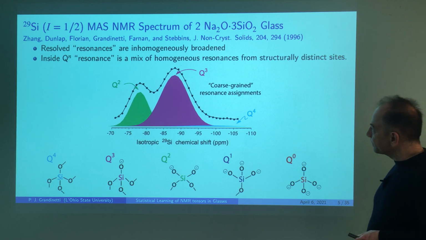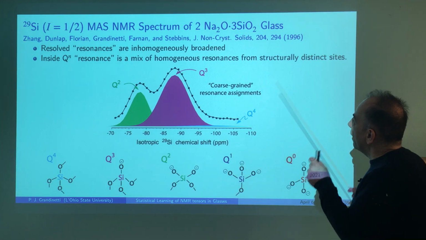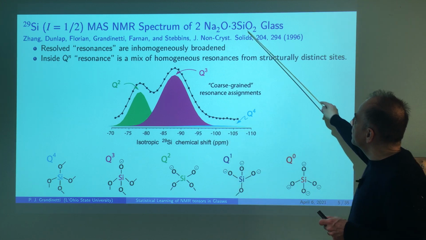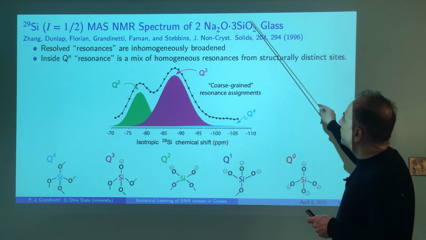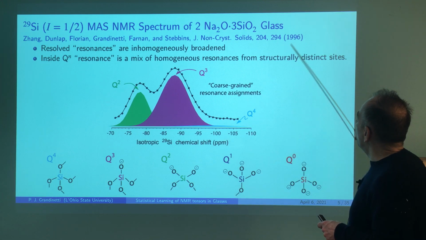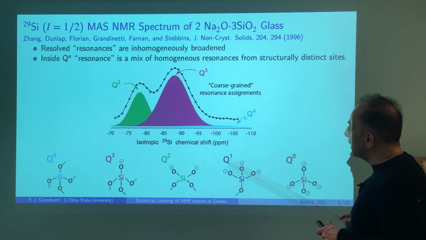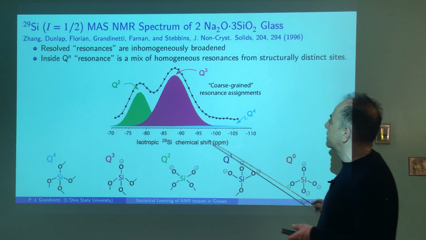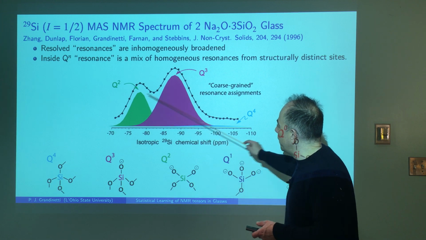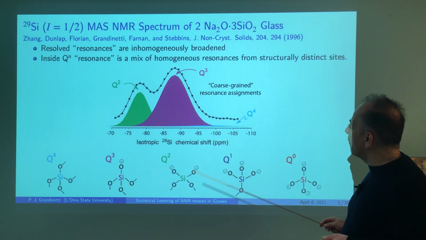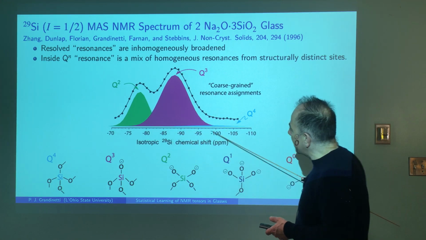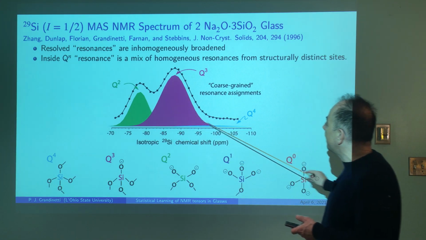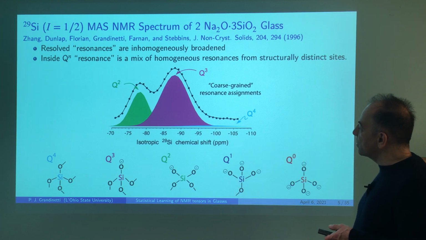I'm going to give you a very simple example here of just silicon-29 magic angle spinning on this simple binary composition of sodium silicate. This is work that goes back to 1996, and this is very typical of what you see when you're doing silicon-29 in silicate glasses. You'll see that there are bumps, so to speak, that you can resolve in the spectrum. In this case, based on these chemical shifts, we can resolve them into what's assigned a Q2, Q3, and maybe here a Q4 site.